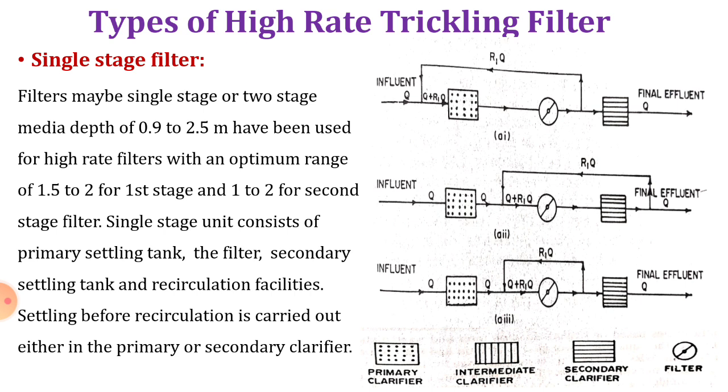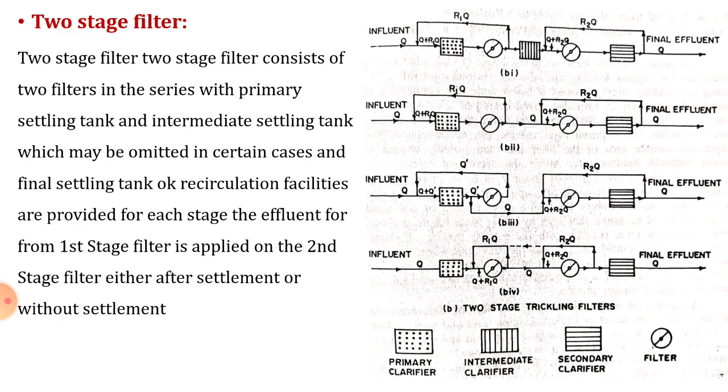The primary clarifier is shown by the dotted lines, intermediate and secondary clarifier and the filters. In the second, the two stage filter consists of two filters in series with the primary settling tank and the intermediate settling tank, which may be omitted in certain cases, and the final settling. The recirculation facilities are provided for each stage. The effluent from the first stage filter is applied to the second stage filter either after settlement or without settlement.